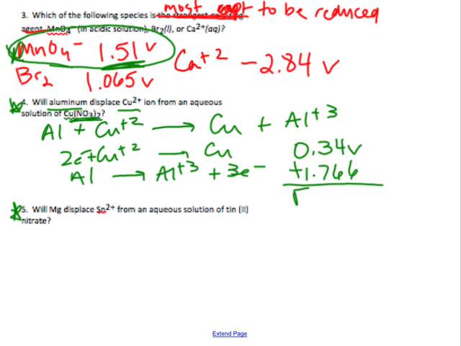When I add these 2 up, I'm not looking for an exact voltage in this problem. They just want to know, will it happen? Is that a positive or a negative when I add it? Positive. Therefore, this is thermodynamically favored, and it will happen. So I do not want to store my copper 2 in an aluminum can. Got it? All right, let's do another one.